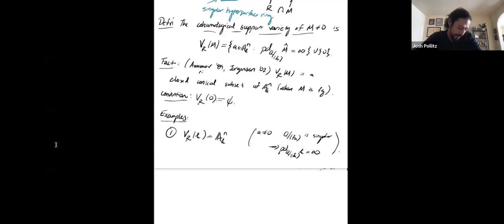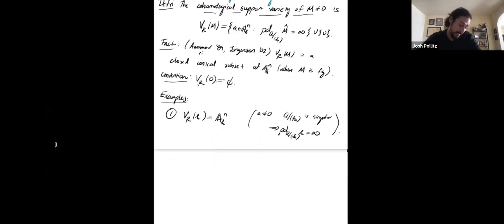And I just want to pause for a second and make a comment here. When you think of the usual support, so the Spec R support, well, this is kind of as small as possible, right? It's just the maximal ideal. But when you compare that to the cohomological support, you're getting all of affine n-space. And so this is supposed to reflect the fact that k is an extremal R-module. So its resolution has extremal properties. It grows kind of as fast as possible. Okay, and it's an interesting test object to study homologically.